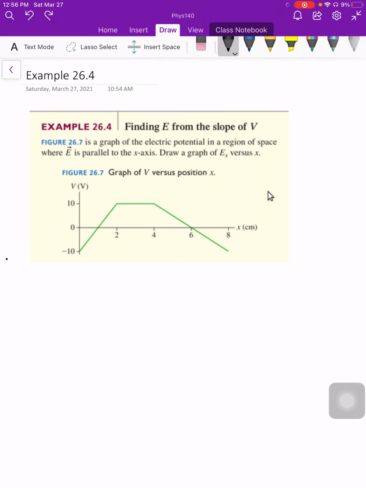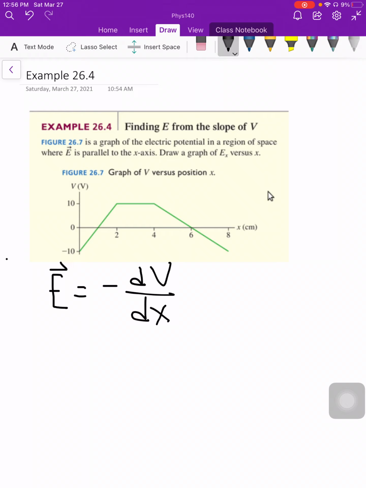Okay, in this problem, we're given the graph of the potential versus position. And what we need to do is find the electric field, and the electric field is given by the slope, dV dx of the potential. So I'm going to say that E is equal to a negative dV dx.